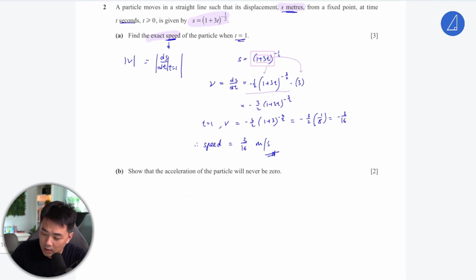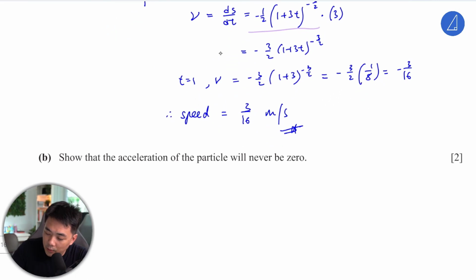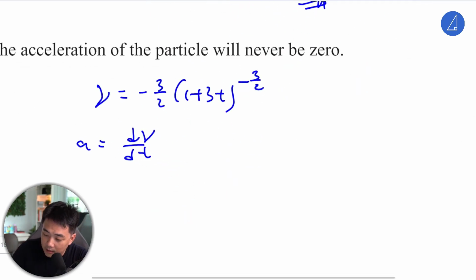I think this is pretty okay. Similarly, I'm going to start from v, so acceleration will just be dv/dt. So maybe I just rewrite my velocity here so that we're all on the same page. Bracket the outer layer, then you differentiate the outer layer and the inner layer.